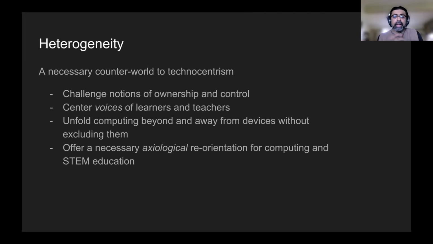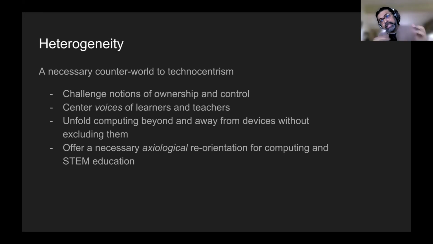Right now, and then what happens when we unfold computing, what we count as computing, beyond and away from these devices, without excluding them, though, right? I mean, it's easy to say, okay, if I just get rid of computing, there would be no technocentrism. Another kind of fallacy, but we're not going to get into that. But that's not what the argument is about. The argument is that these devices are powerful, they are in our lives. So what do we do to keep them, to include them without centering them, right?